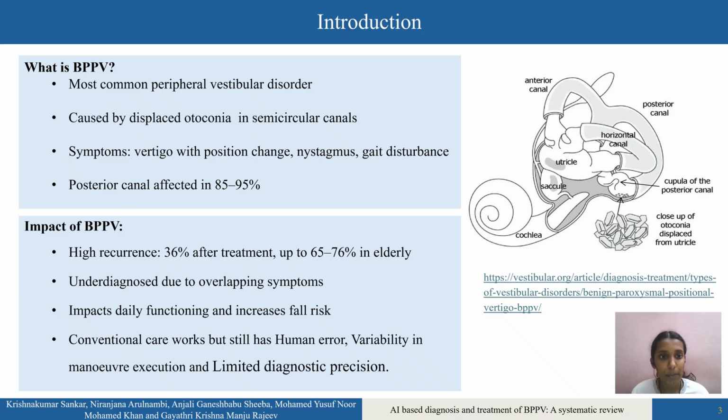The symptoms of BPPV include vertigo with position change, nystagmus and gait disturbances. The posterior canal is affected in 85 to 95% of the cases. The impact of BPPV includes a high recurrence rate, 36% after treatment, and up to 65 to 76% in the elderly. It is often underdiagnosed due to overlapping symptoms, and it impacts daily functioning and includes fall risk. Conventional care works, but it still has human error, variability in the maneuver execution, and limited diagnostic precision.